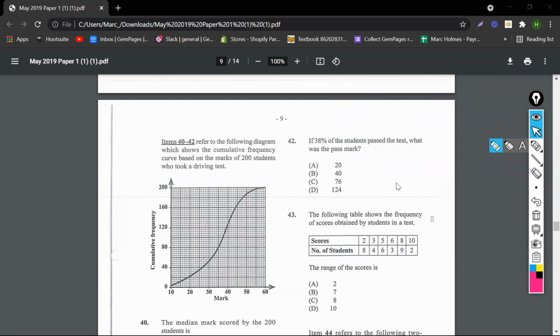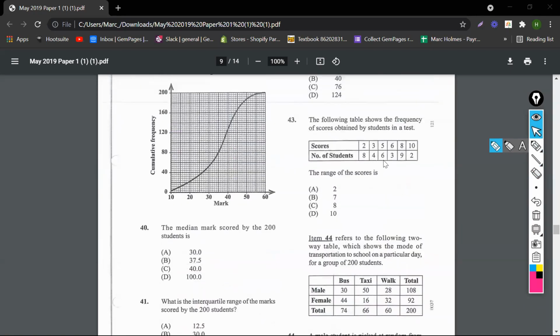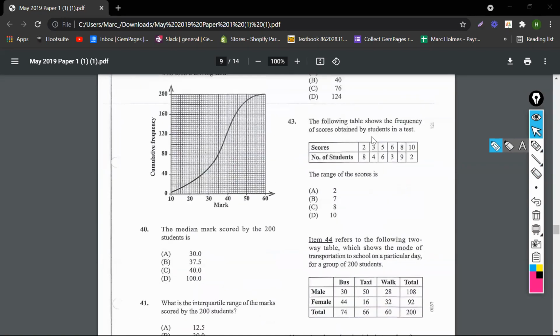We're going on to 43. It says the following table shows the frequency of scores obtained by students in a test. 8 students got 2, 4 students got 3, 6 students got 4, 3 students got 6, 9 students got 8, and 2 students got 10.